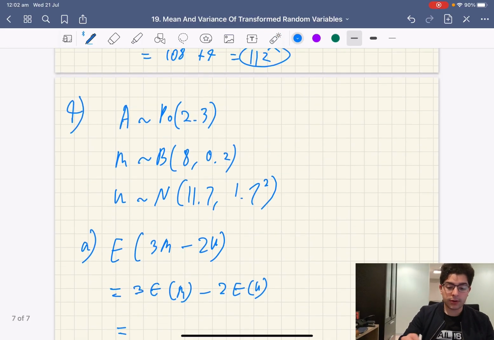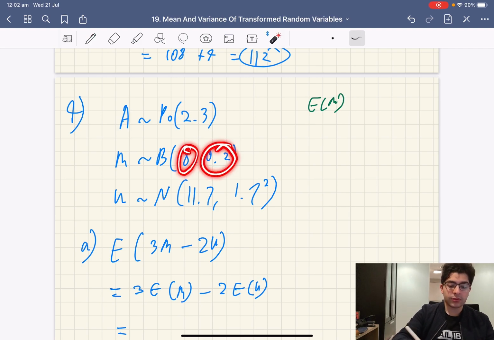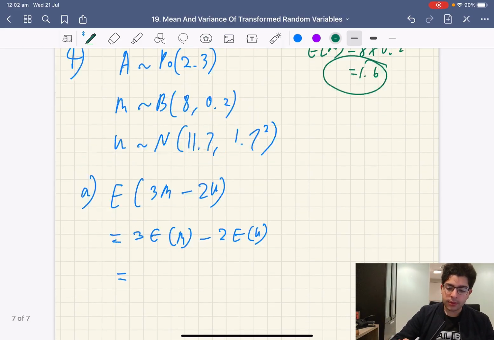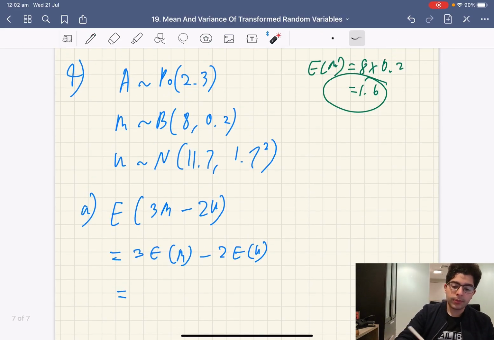Now to work out E of M, which I'll put on the side, using our knowledge of binomial distributions, it is the same thing as the number of trials times the probability. It's 8 times 0.2, which, if I put that in my calculator, is 1.4 for the top, I think. Oops. 8 times 0.2 is 1.6. So we know that.